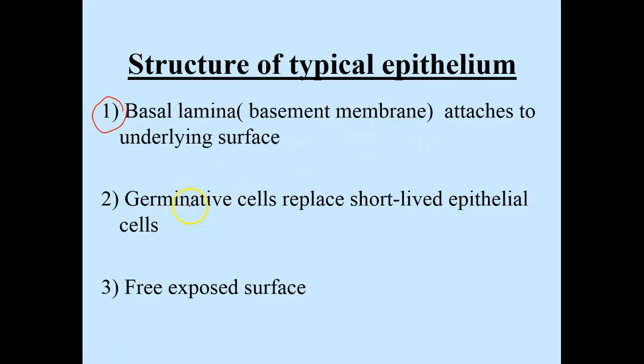You're also going to have germinative cells replace short-lived cells. What that means is, the other word for a germinative cell is a stem cell. So these stem cells are going to undergo mitosis and push the other cells up. And it's going to have a free exposed surface. Because this is the outer layer, there's a surface that is going to be free. All right, I'll point these 3 things out when we start looking at tissues.